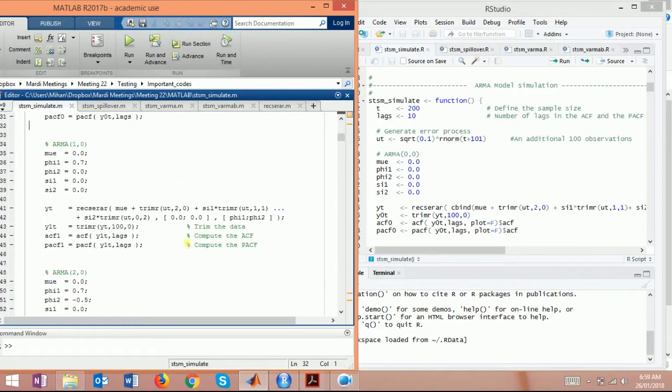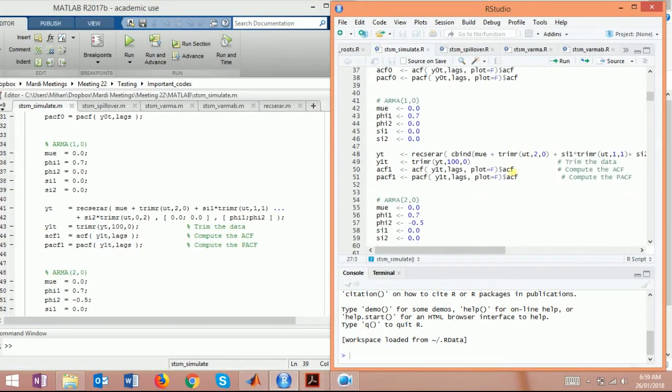Now ARMA 1 0: we have one autoregressive parameter, however that doesn't make any change to our actual code, that remains the same. Our R function for ACF has plot false or true, whatever, and the data is stored in ACF. Always remember the ACF column: compute ACF, compute PACF.